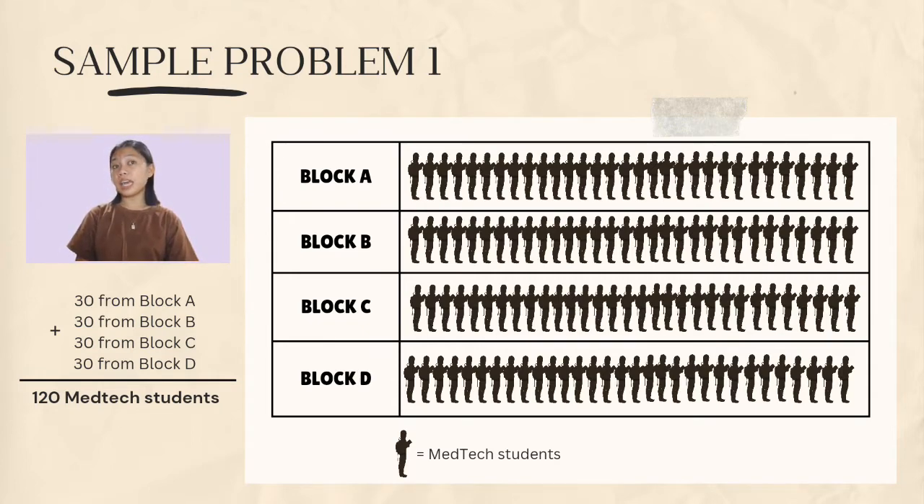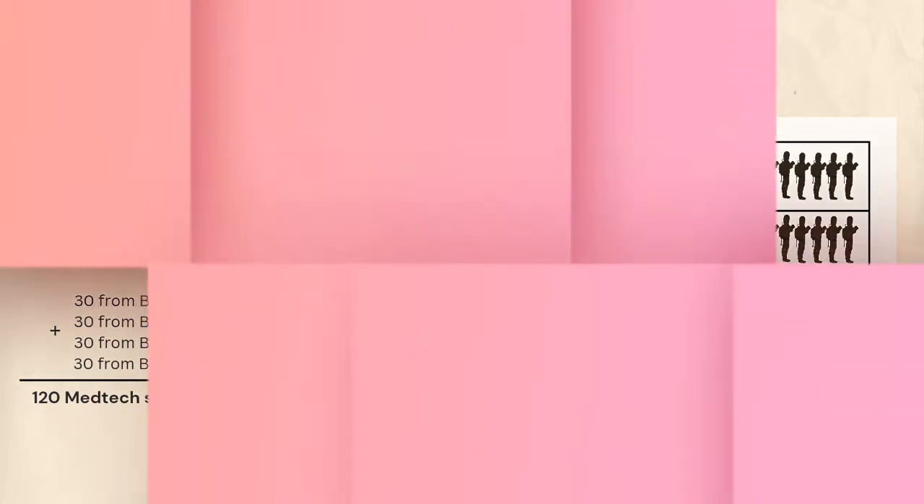To know how many students are in 4 blocks, we should sum it all. So 30 from block A, 30 from block B, plus 30 from block C, plus 30 from block D is equal to 120 METEC students. Therefore, there are 120 METEC students in 4 blocks.